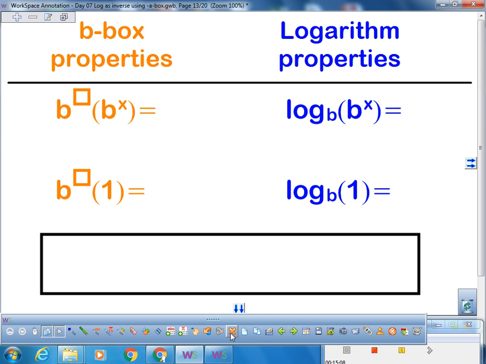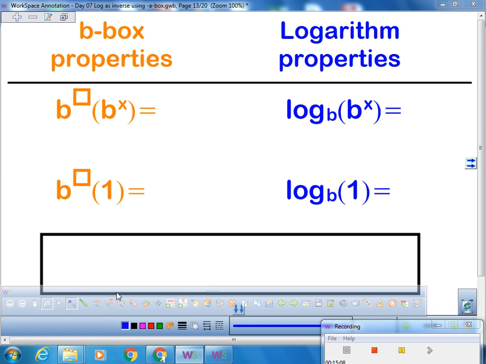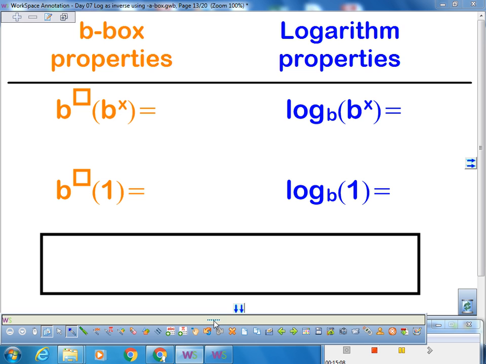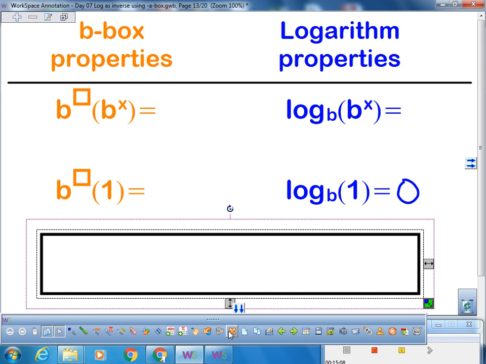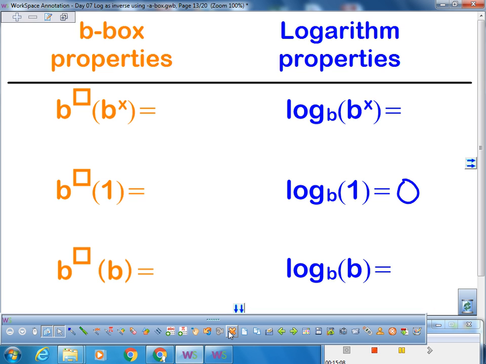So b to the what makes 1? We already talked about this. 0. There's one of our properties. I'm just going to do our properties over here. So b to the 0 makes 1. That's our first property. I don't think we're going to use all of them today. And this one I already talked about too, right? B to the what makes b? 1. So whenever I see this, I can just kind of basically this is to the 1 power, so I can kind of just cancel it.